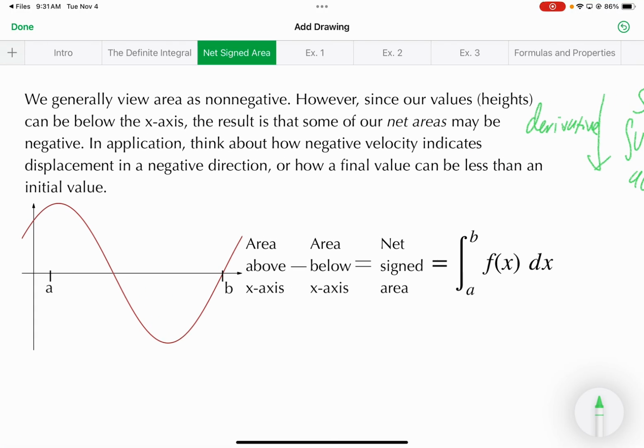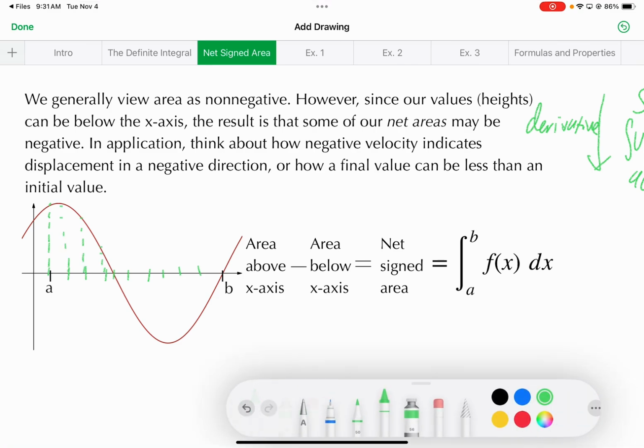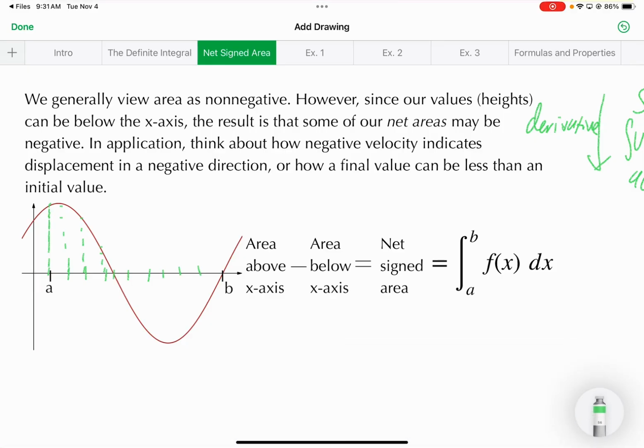So for example, if I have this graph here, let's just say it's from A to B, and we broke it up into intervals. We would approximate this by using a bunch of different rectangles. And essentially, I would have a positive area.